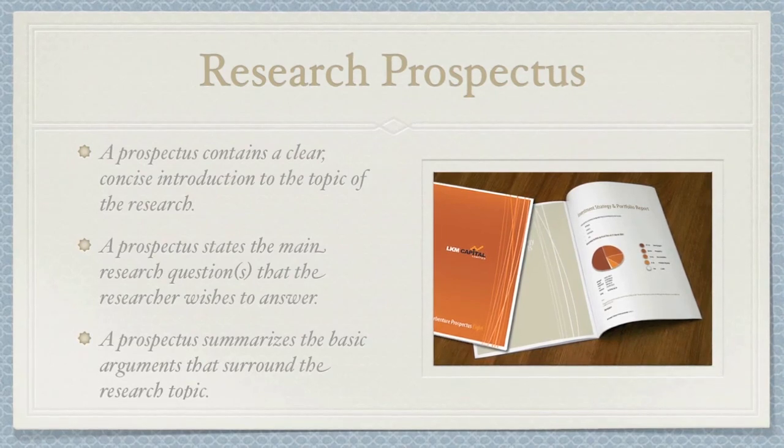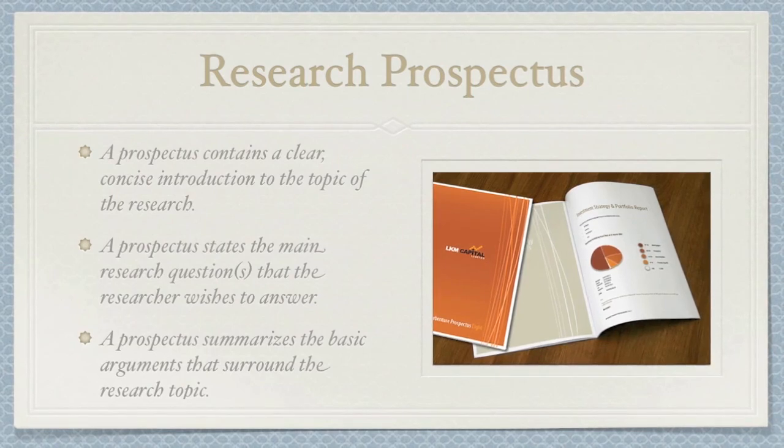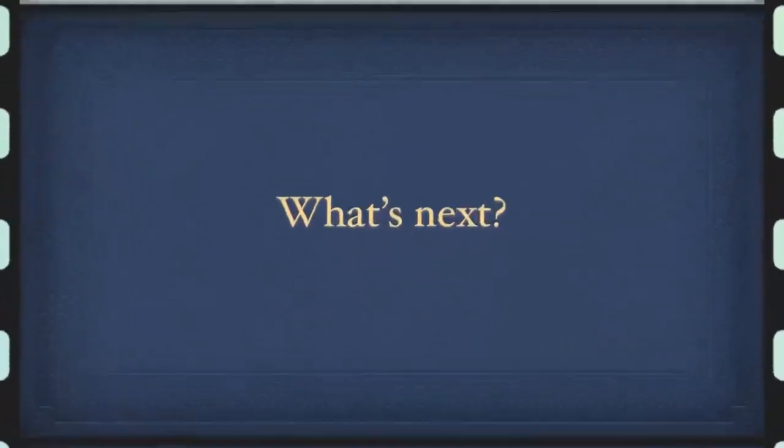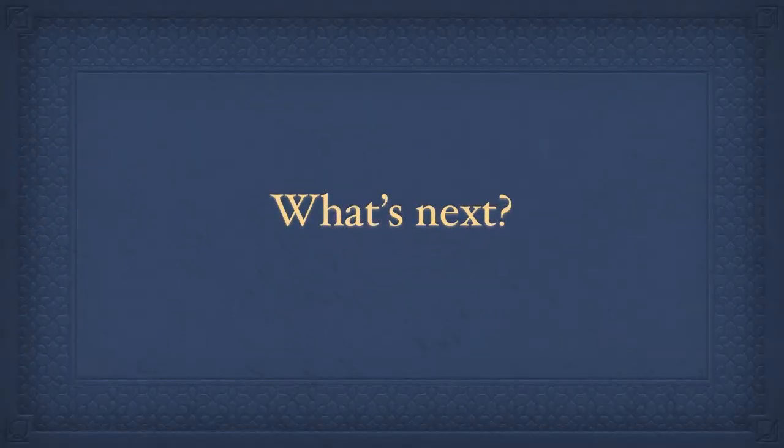This is make or break time. If you have a difficult time with writing this prospectus, it might be that you haven't chosen the right topic. So what's next? By the end of this module, you should have decided on a topic and written a clear research question and overview of your topic. Now it's time to do some real research. On to Module 2.